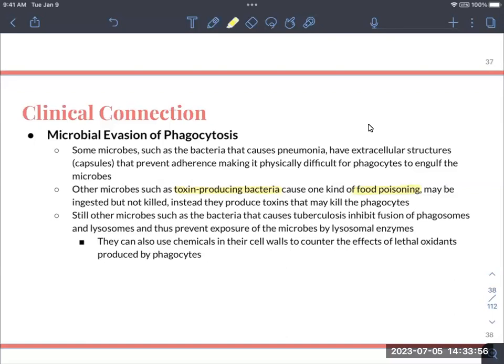Other microbes like tuberculosis can inhibit phagosomes and lysosomes. So it can prevent them from being exposed. So a lot of bacteria have found ways around our immune system, which makes it a lot harder to get rid of.